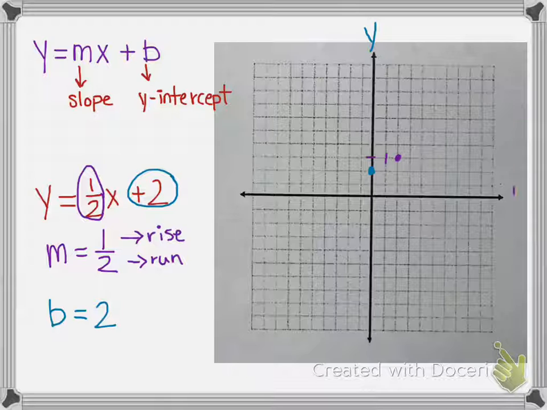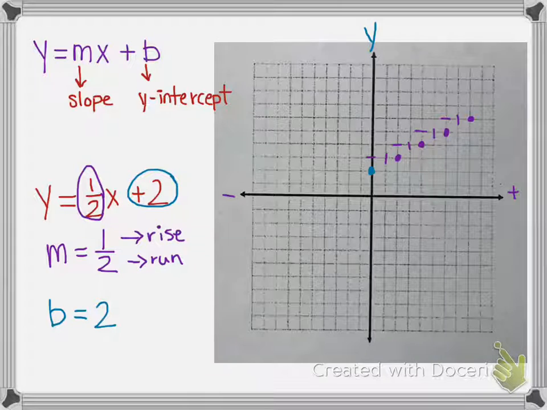Remember, the right side is positive, the left side is negative. Now that I have another point, I can start from my new point and create another point. So from the purple point, I'm going to rise 1, run 1, 2, put a point. And I can keep going. Rise 1, run 1, and 2, and put a point. I'll go ahead and do one more. Rise 1, run 2, and put a point.